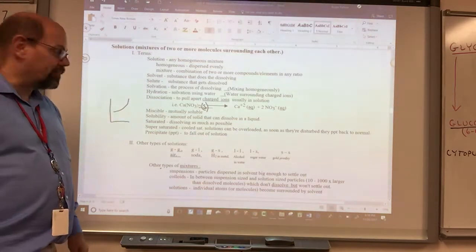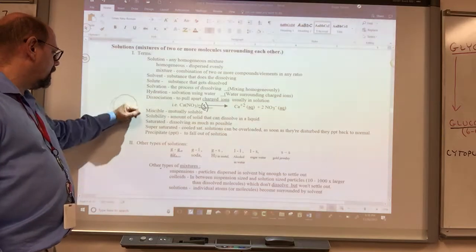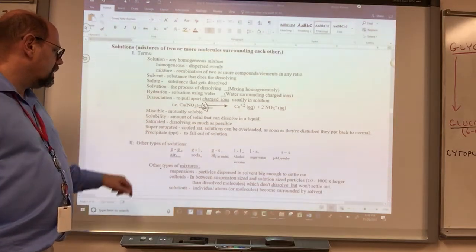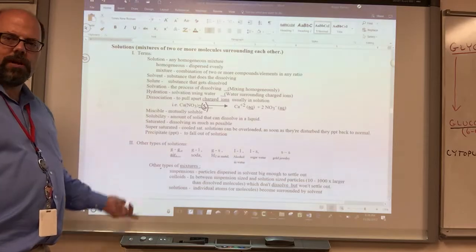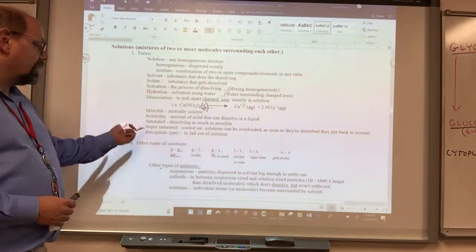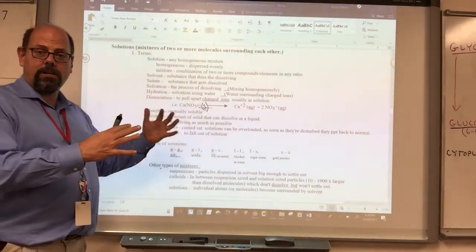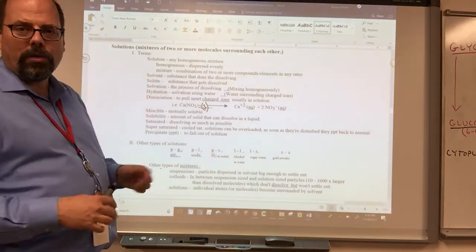It's interesting, it's the opposite for gases. We'll talk about that a little later. But how much can dissolve is called solubility, and saturated means you've dissolved as much as possible. Supersaturated can occur, especially when you start dissolved and then you let it cool off. Now there's more than it's supposed to.